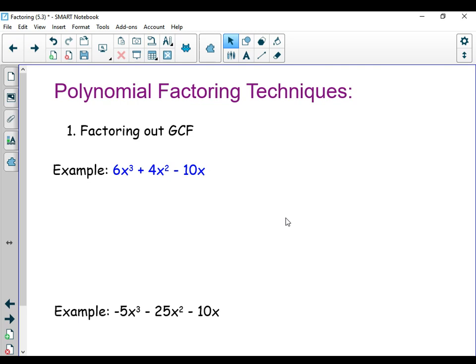All right, so one other way you'll forget to factor is the beginning thing, taking out the greatest common factor. So go ahead and try both of these examples. Factoring out the greatest common factor. That should be your first step for every single problem.